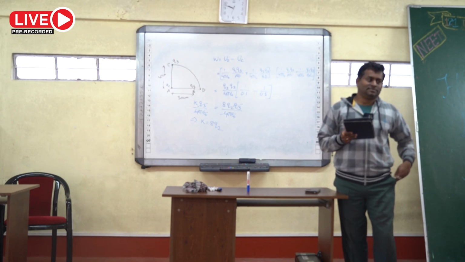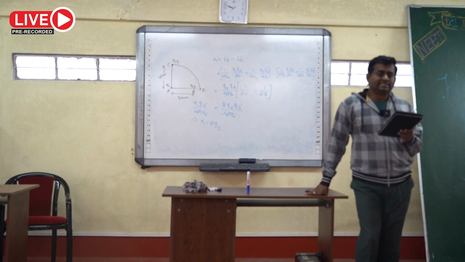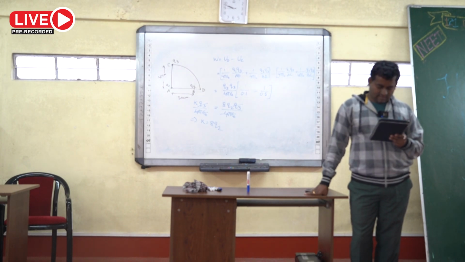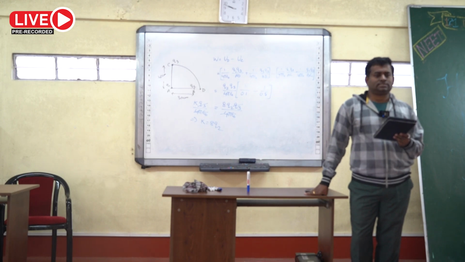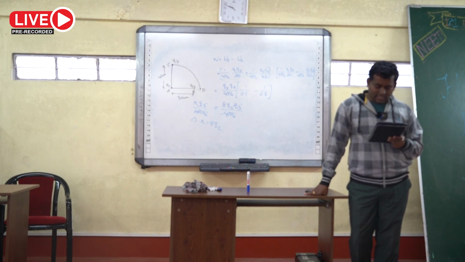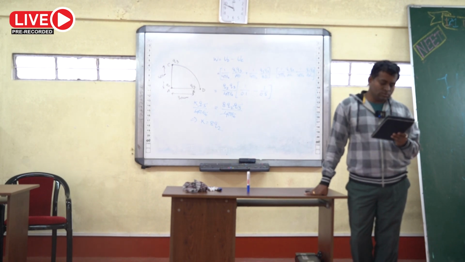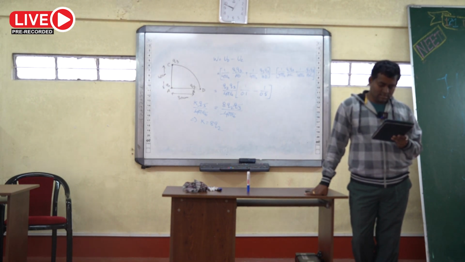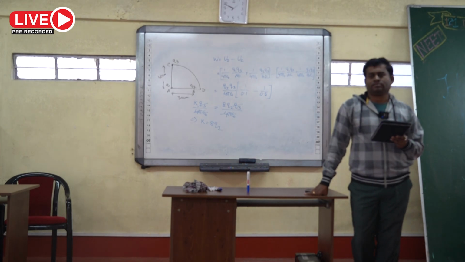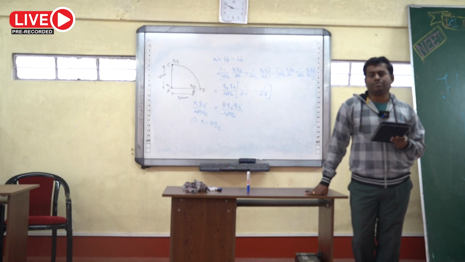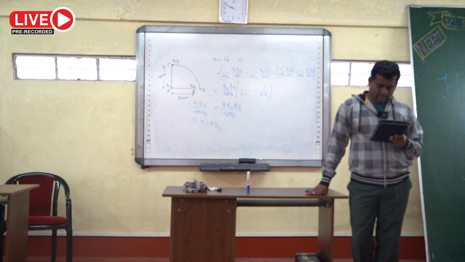Question number 16. A series combination of n1 capacitors, each of value C1, is charged by a source of potential difference 4V.